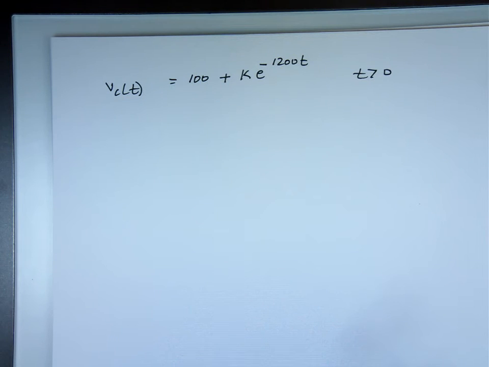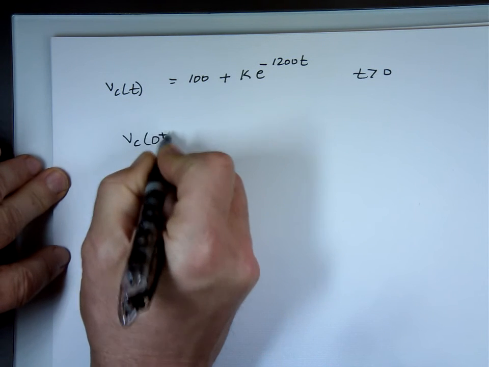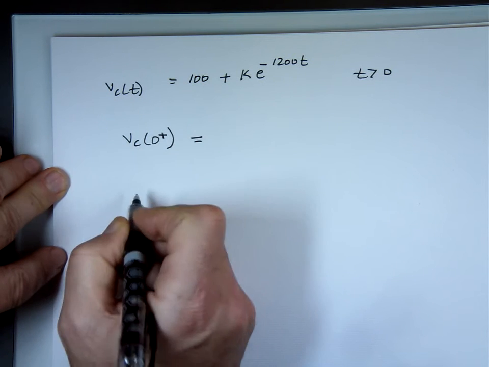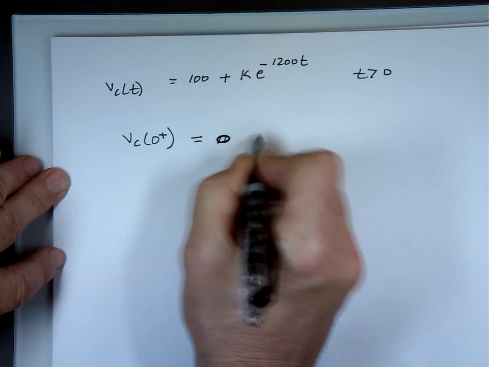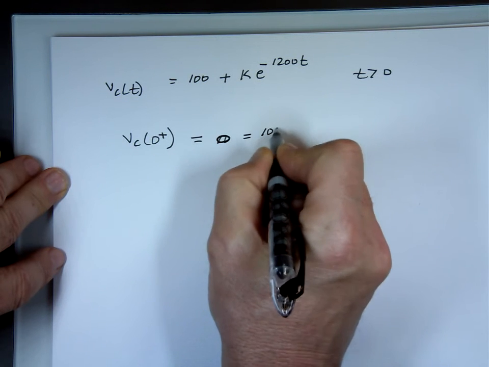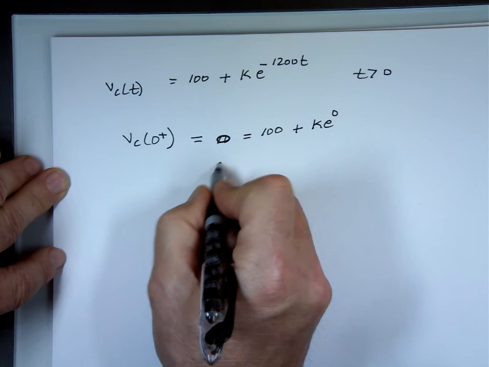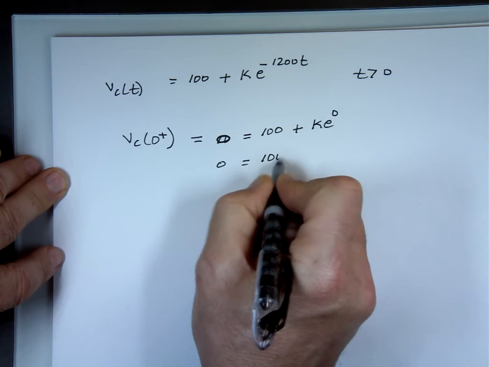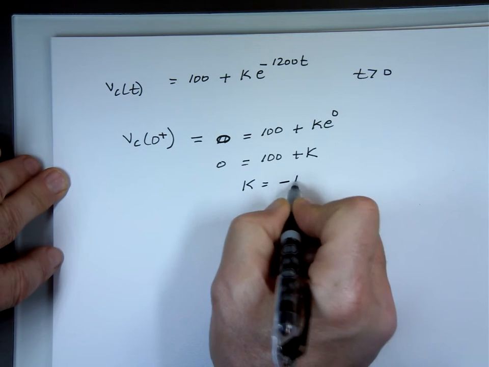We know the value at 0 plus. What was the voltage at 0 plus? 0. Let t be 0. We said the answer is 0, which is equal to what? 100 plus K e to the 0. 0 equals 100 plus K. What is K equal to? Negative 100.